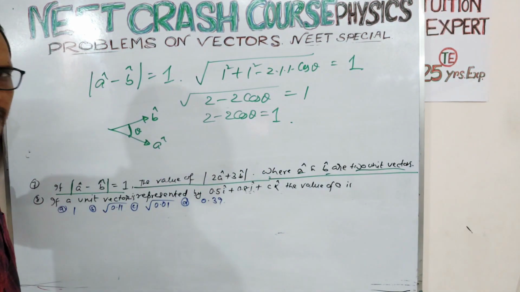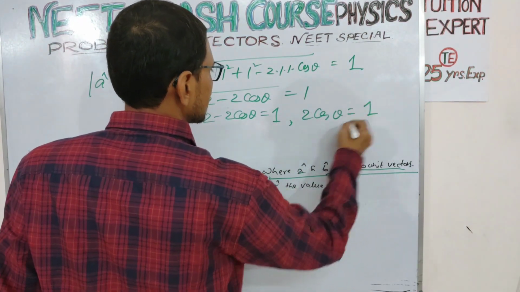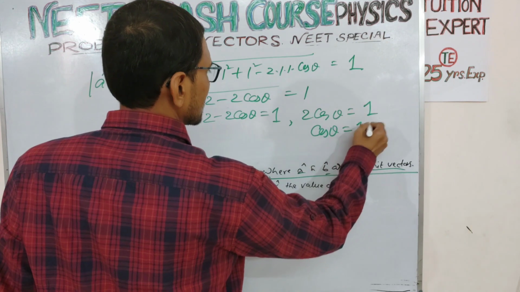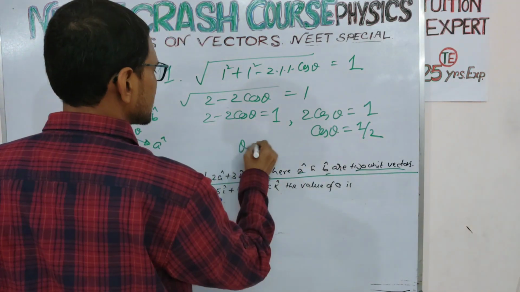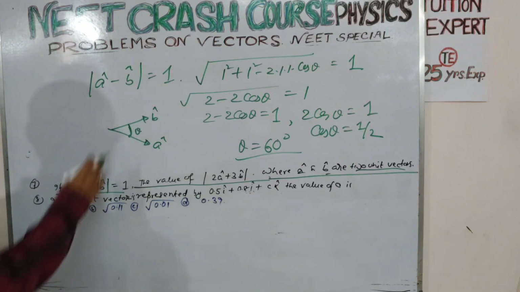Now 2 cos theta equal to 1, that is cos theta equal to half, that is theta equal to 60 degree. We get theta equal to 60 degree. So angle between A and B is 60 degree.